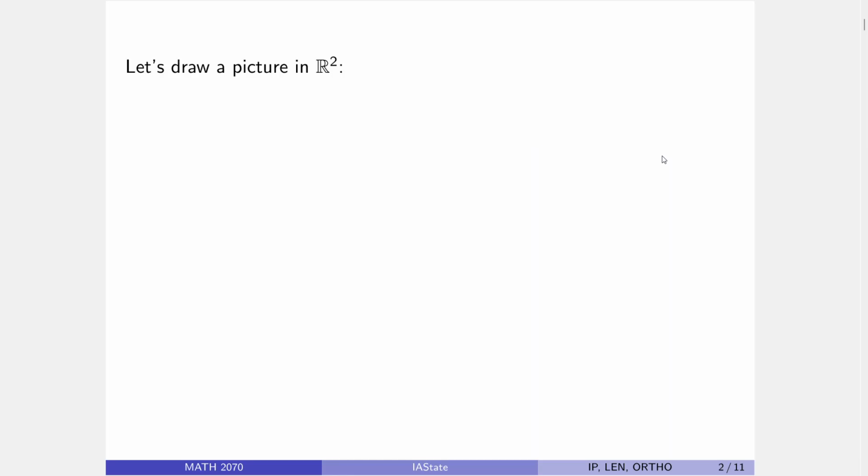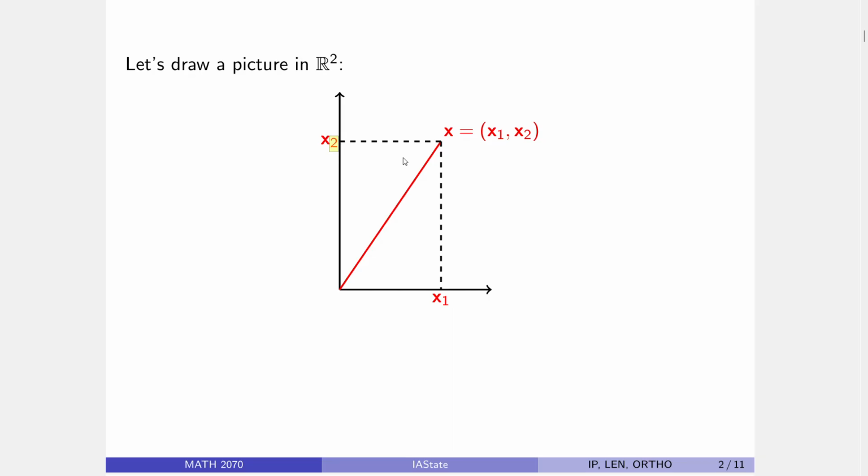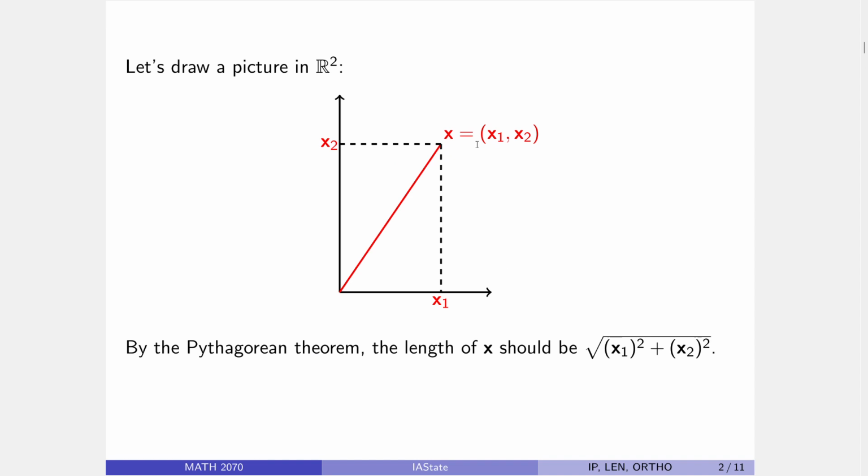So speaking of geometric, let's just go ahead and draw a picture in R2. So if I pick an element in R2, it has a first component, it has a second component, and if I want to, I can draw this on my usual x and y axis. And note here that the length of the vector x is the diagonal of this rectangle, and we know that to get this length, by the good old Pythagorean theorem, you would do the square of the base, which is x1, plus the square of the height, which is x2, and then take the square root of that. So the length of this vector should be that quantity right there. So there's a picture worth 1,000 words.